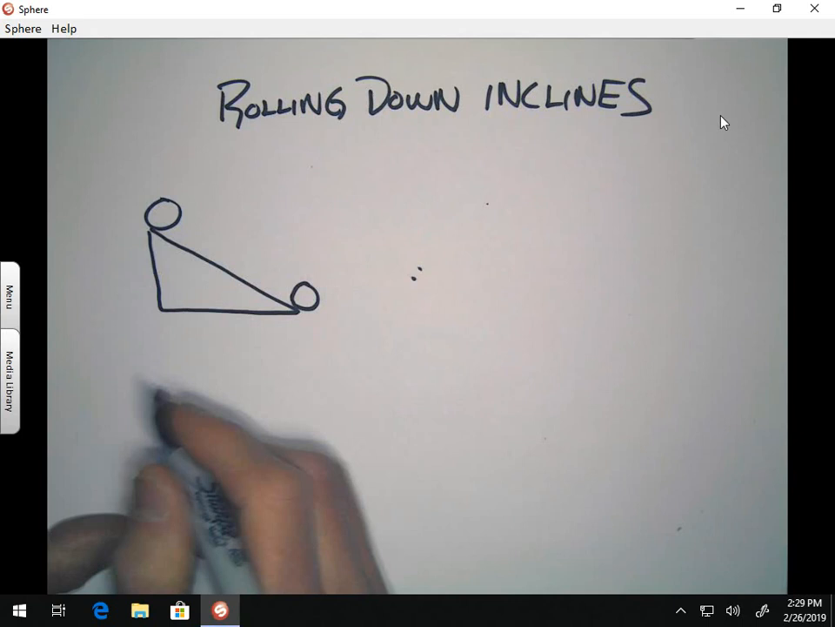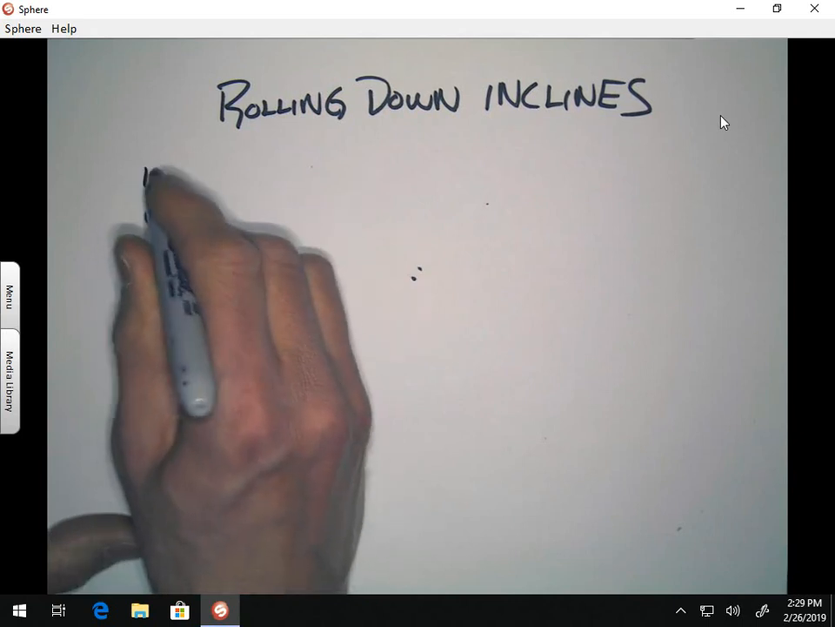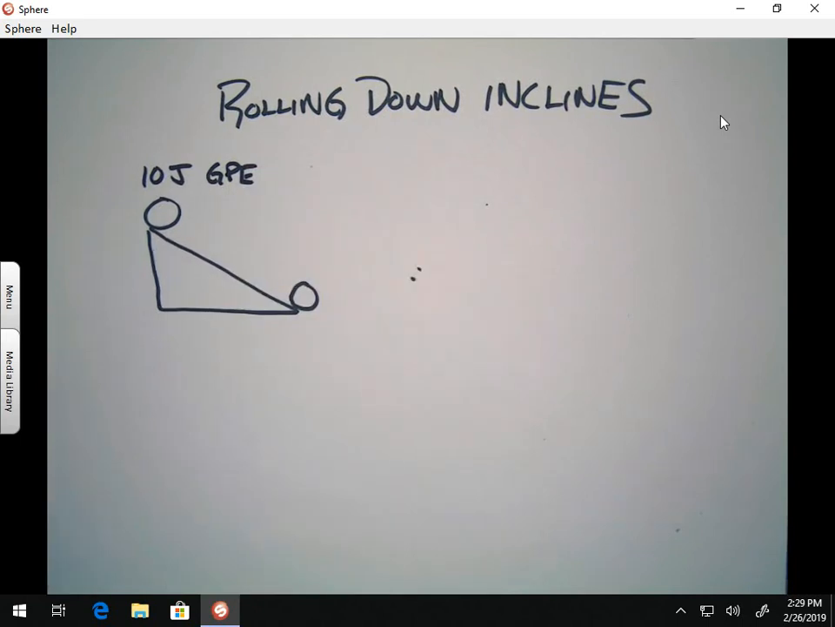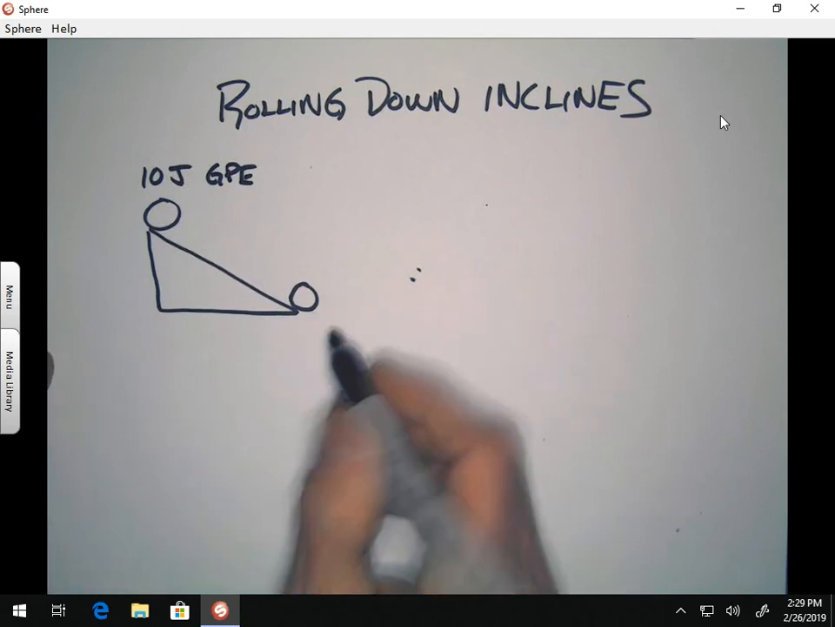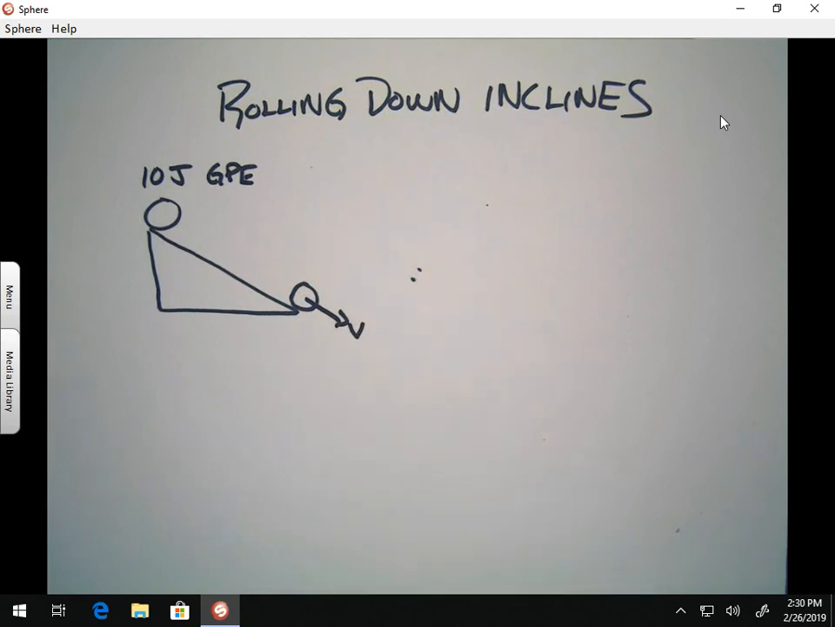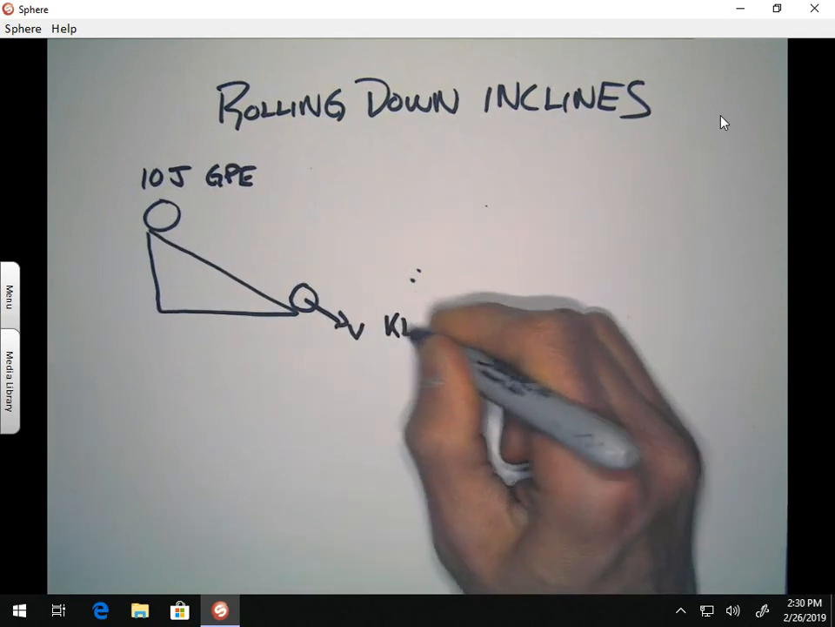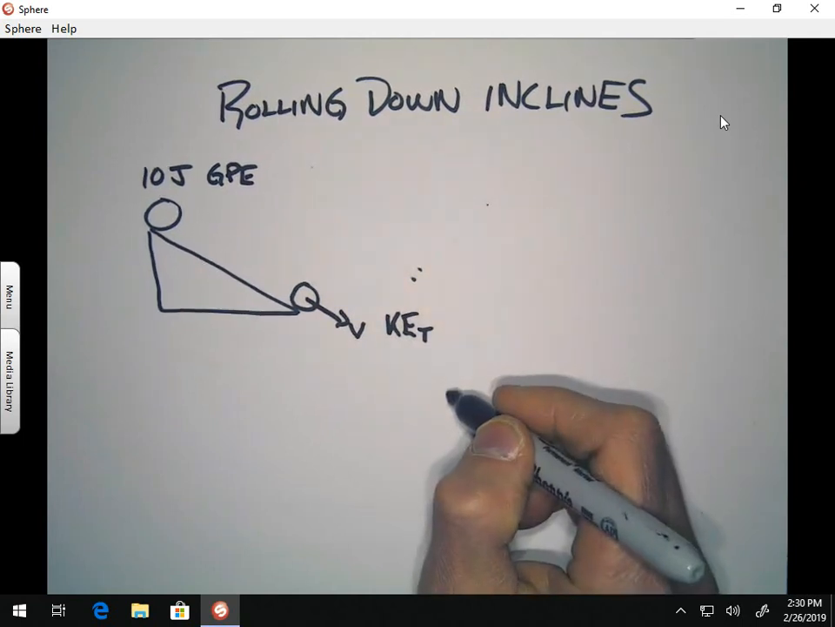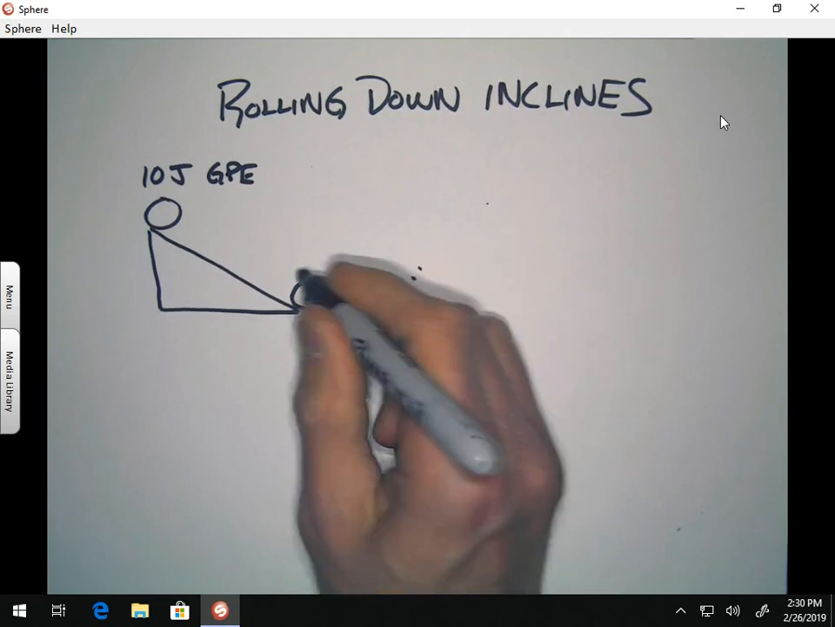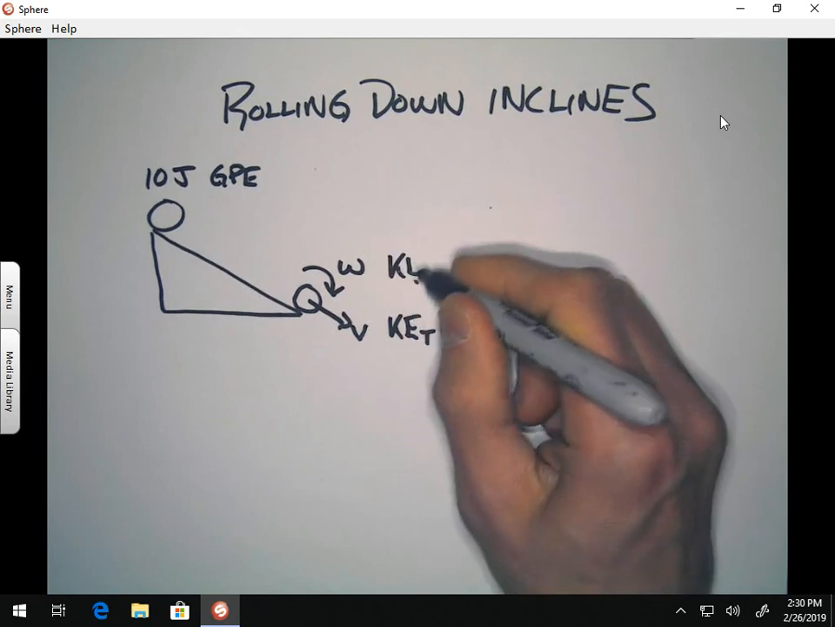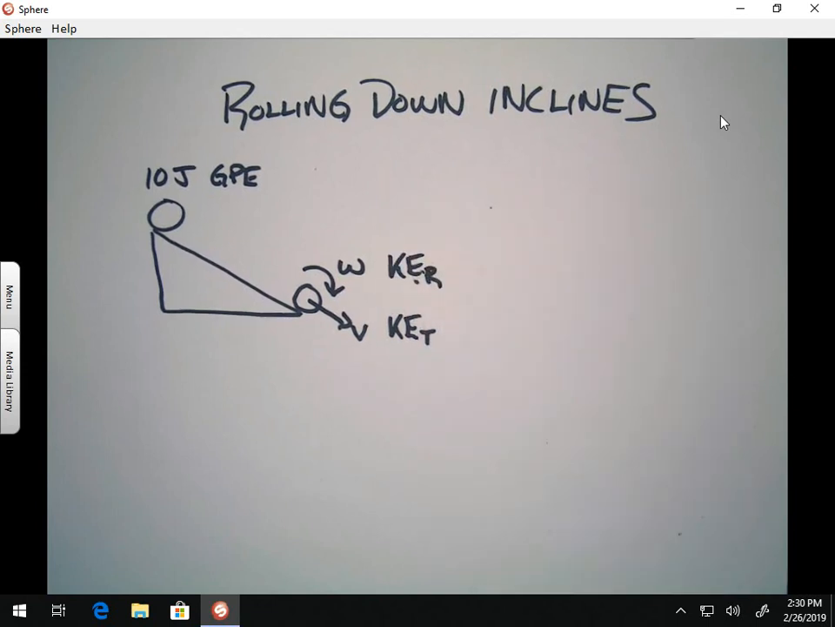Let's say that we have an object at the top of a ramp. Let's say that it has 10 joules of gravitational potential energy at the top of the ramp. And then we let it roll down the ramp. When it gets to the bottom, the center of mass is going to be moving with some velocity. So that's going to give it a translational kinetic energy. Also, the object is going to be rolling, so it's going to have some omega, and it's going to have, therefore, some kind of rotational kinetic energy.